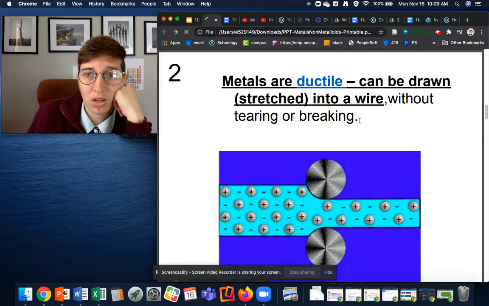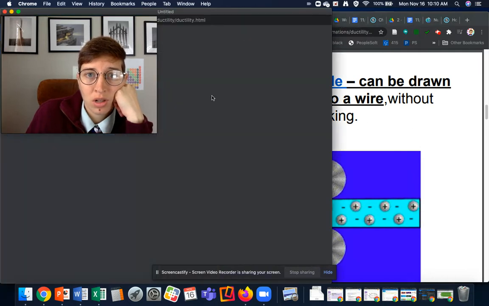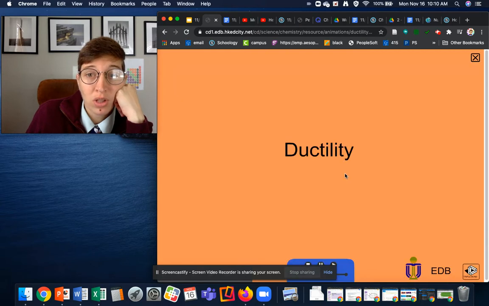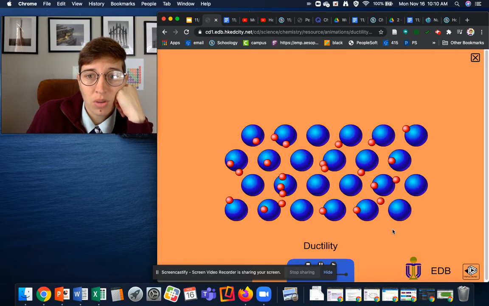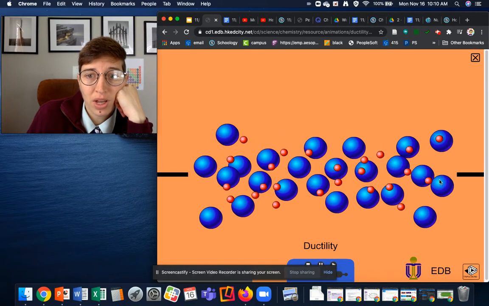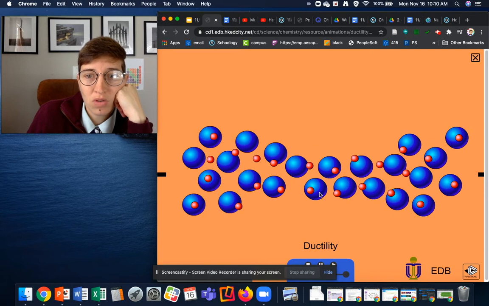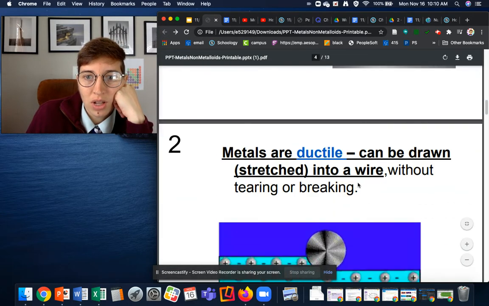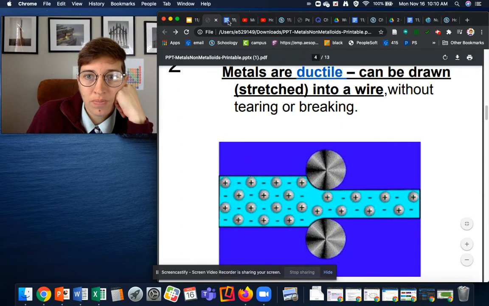Okay, we're going to see a little example. What's happening on the molecule level when something is being drawn into a wire. Okay, so here's our molecules. If you pull from both ends, they stretch. They do not break. They're still next to each other, near each other, and they will make a wire. Okay? All right, so that's number two, ductile.